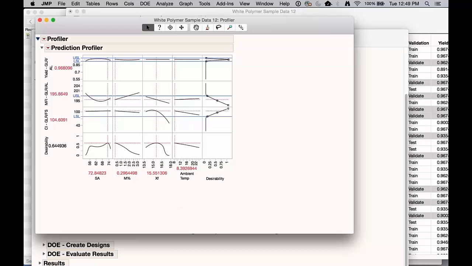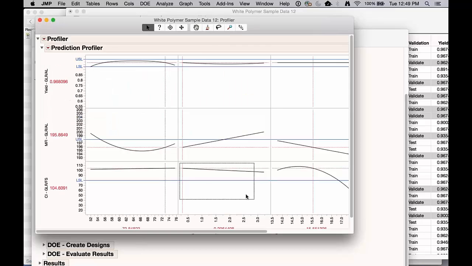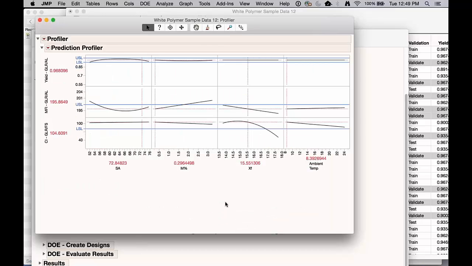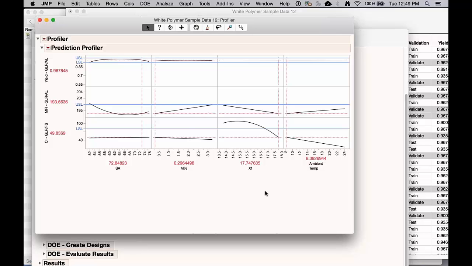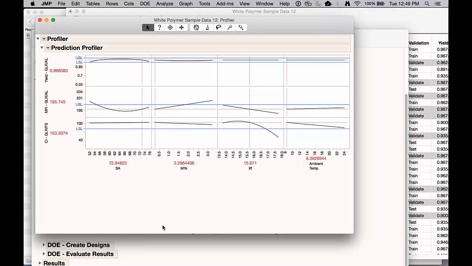So here are the key settings. I'll turn off desirability so we can look at them. Oops, a little too big, sorry. There we go. Here are the key settings. So if I really want to do well, slurry amp at 72, modifier percentage at 0.296, XF at 15, ambient temperature at 8. Oops, actually move that back to 15. There we go.